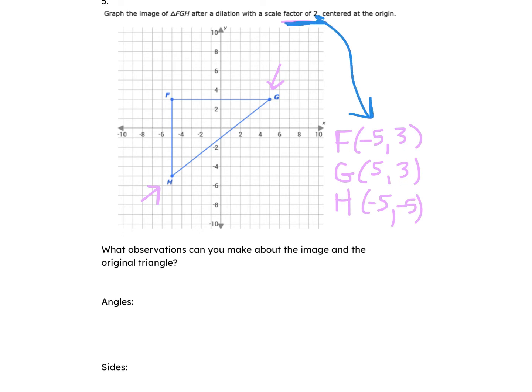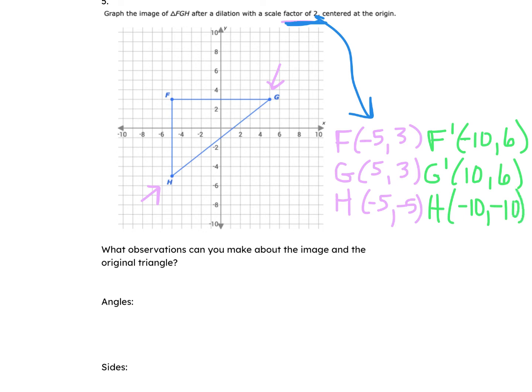Since the scale factor is 2, I would multiply each number by 2 to get the prime. So F prime, so -5 times 2 would be -10. And 3 times 2 is 6. Okay, so G prime, I would multiply everything by 2, so that becomes 10 and 6. And H becomes -10, -10.